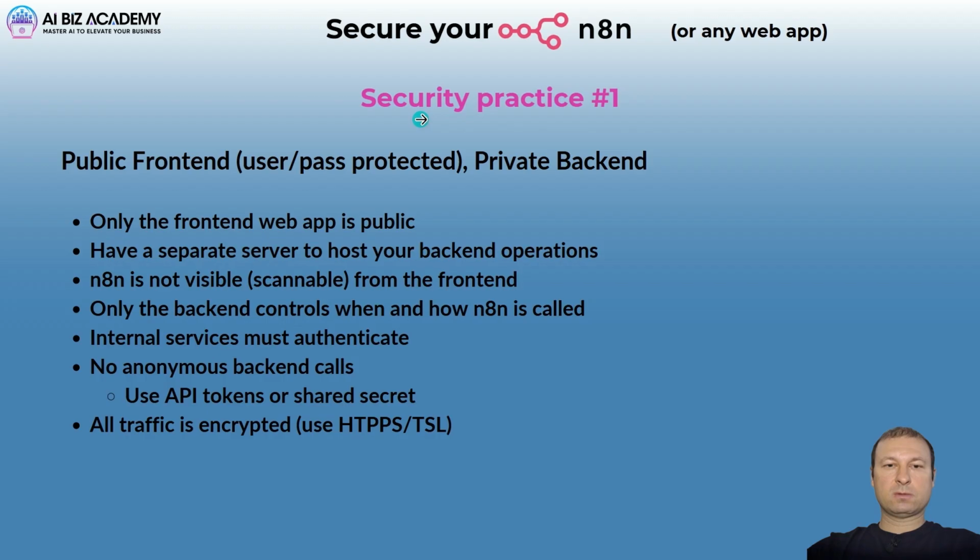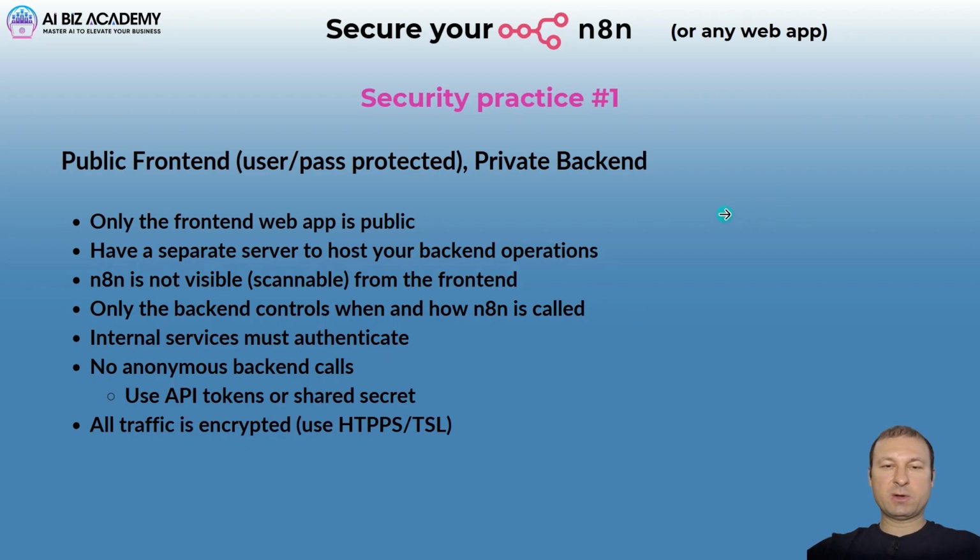Okay, so security practice number 1. You should use the public frontend and private backend architecture. What does this mean? Basically, only the front-end web app is public. The backend is completely separated from the front-end, and by that I mean only the backend actually controls when and how n8n is being called. Of course, all internal services must authenticate, no anonymous backend calls, and of course all traffic is encrypted.